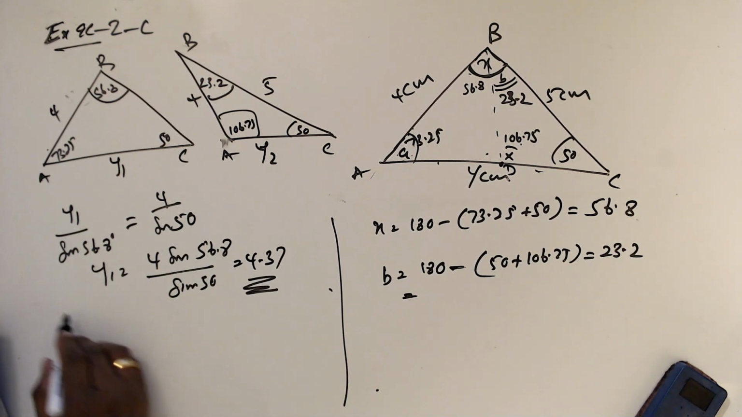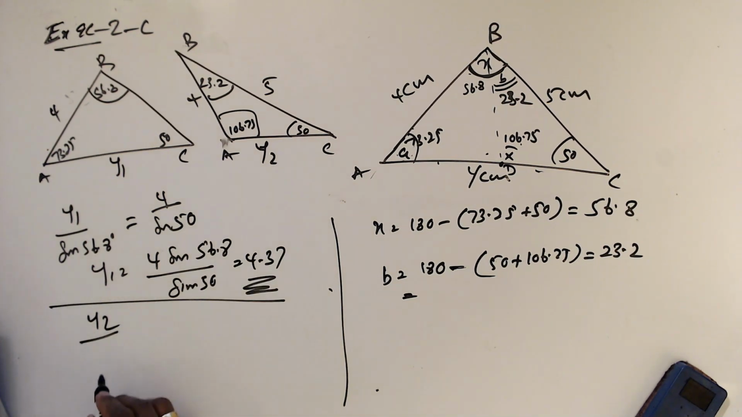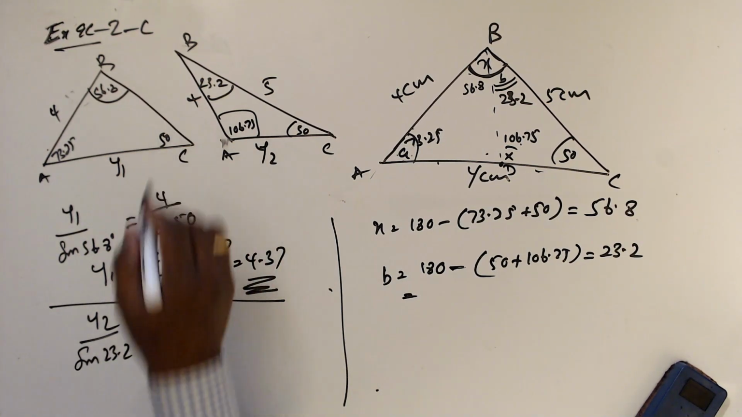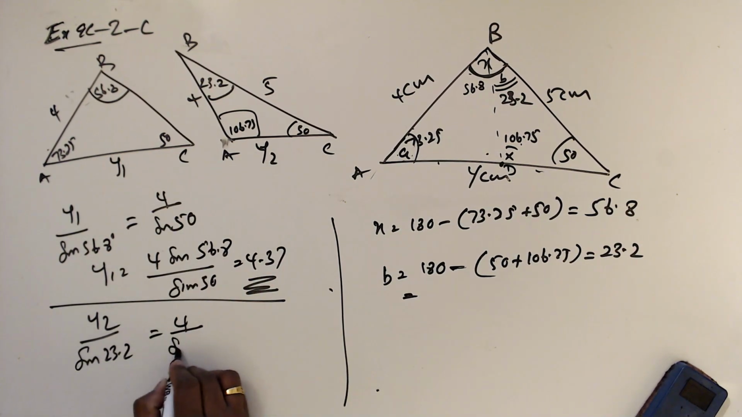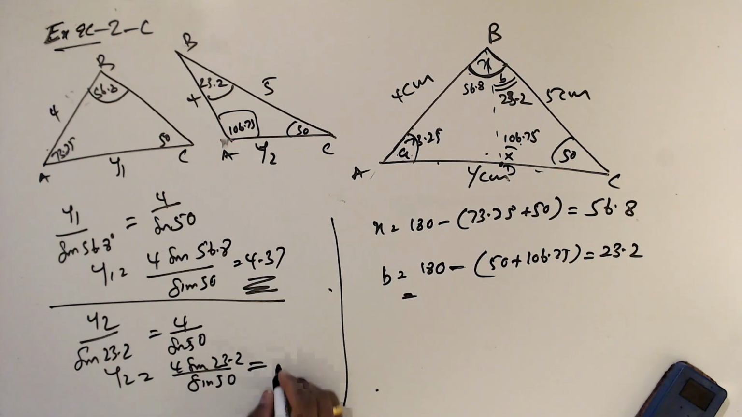And the other one now, y2 over sine 23.2 equals again 4 over sine 50. So y2 equals 4 sine 23.2 over sine 50, 2.06 the value.